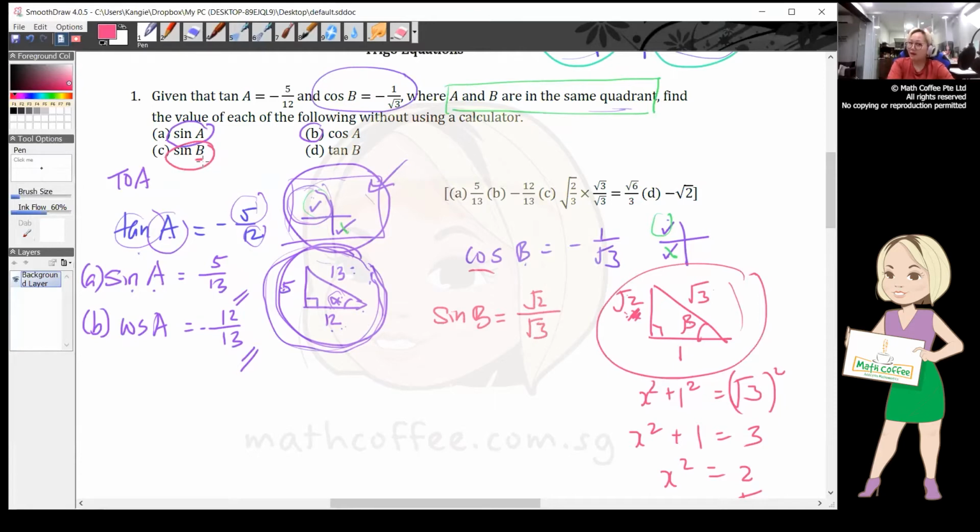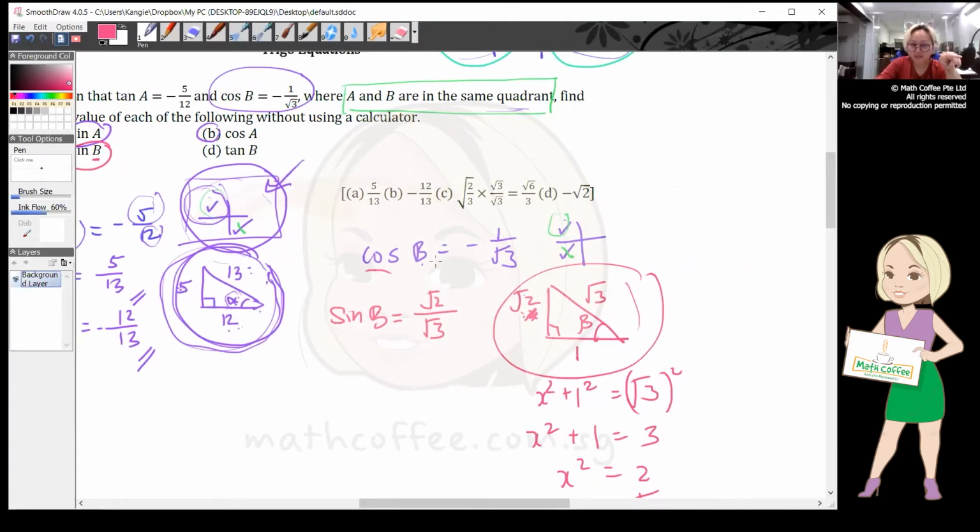Because they ask for an exact answer, right? And you must know that you cannot have your denominator have surds. So you need to do one more additional step, which is to rationalize it. So I have to multiply by square root 3 over square root 3. You must know that rationalizing means you're multiplying by 1, so you're not changing the value. You're just bringing the surds up to the numerator. So you have square root 6 over 3. And this is for part C.